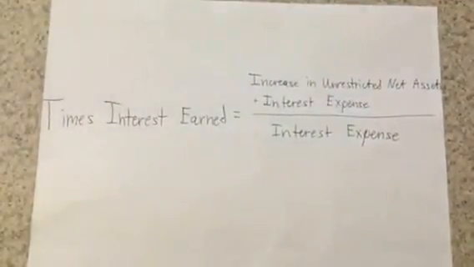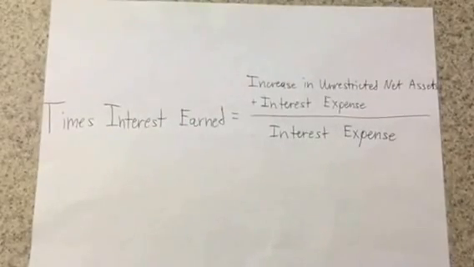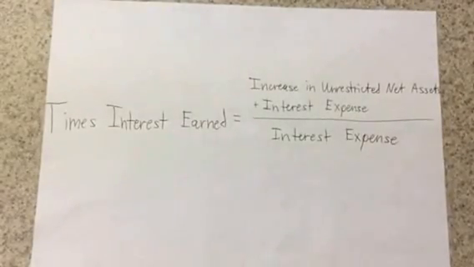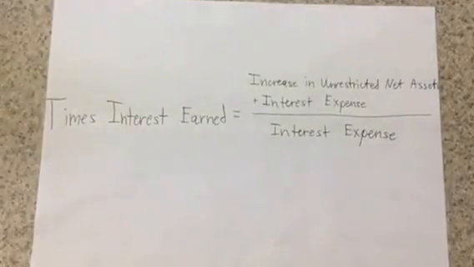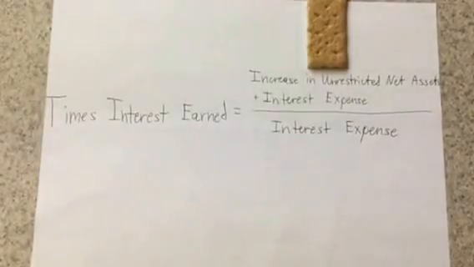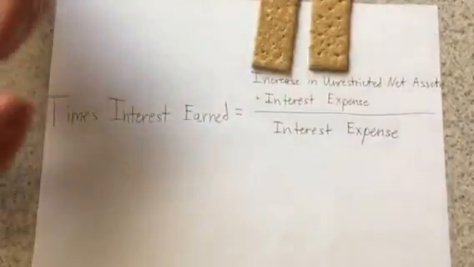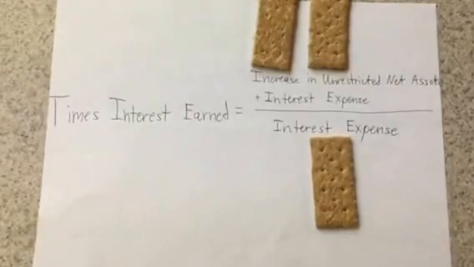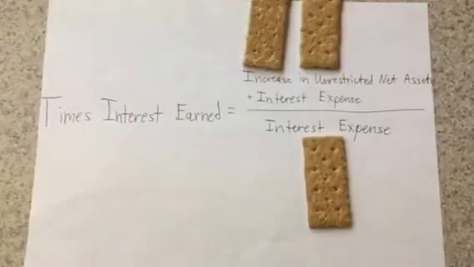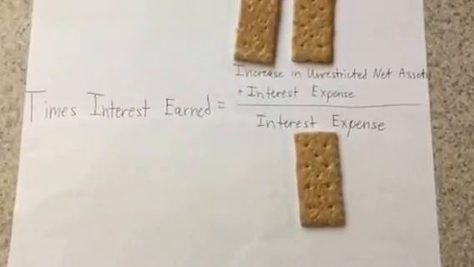The first coverage ratio measures times interest earned. Here's the equation. This ratio shows if the organization has enough money to pay their interest expenses. Ideally, this ratio should be at least 1.0, above the median, and with an upward trend. So for this example, I have 1 graham cracker representing the increase in unrestricted net assets, and another graham cracker representing the interest expense. Now, keep in mind that's on the top and the bottom of the equation. That means the times interest earned ratio is 2.0, which is above the ideal range. There is double the money necessary to pay the interest expenses.